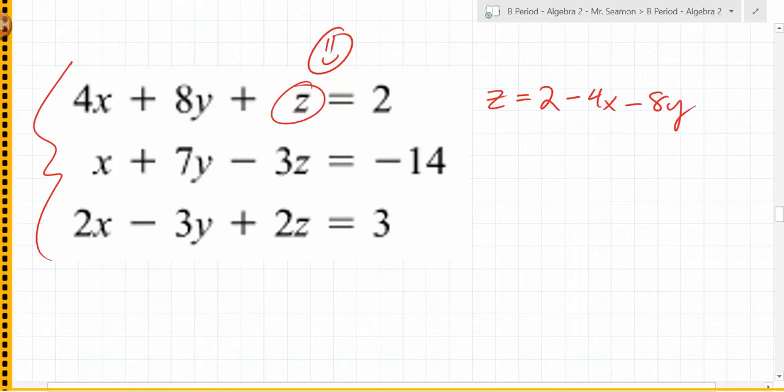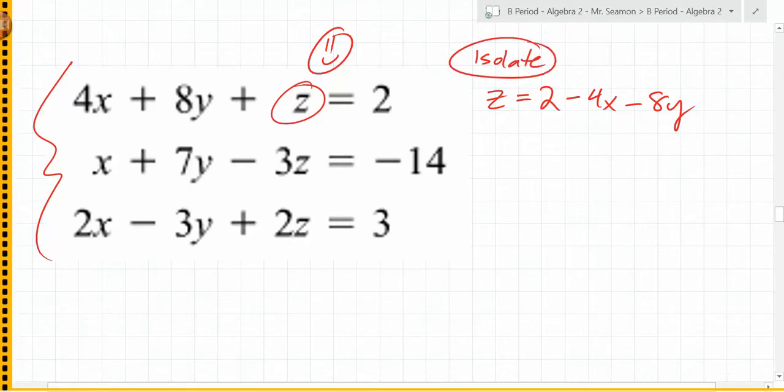Minus 8. Well, you can just get rid of the parentheses there. And in general, it's really helpful if you write these variables in alphabetical order. Well, so we isolated. We've done isolation before. What was that second step we liked to do when we did substitution? We used to plug in. We used to like to sub.